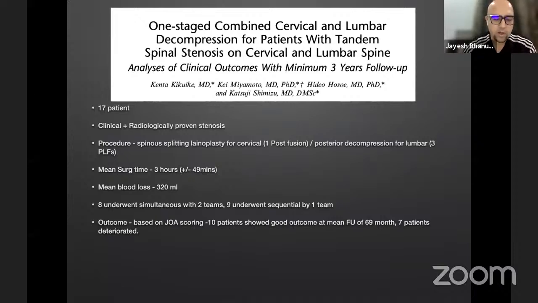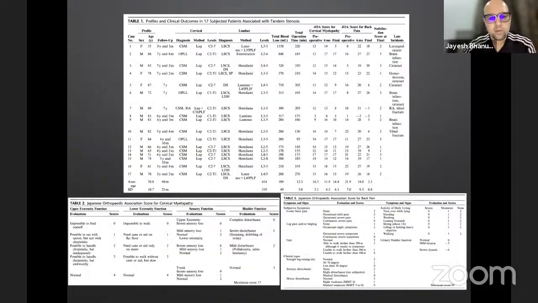The mean surgical time and blood loss were compared. They argued for lesser surgical time and lesser blood loss. Of these 17 patients, 8 underwent simultaneous surgery with 2 teams running along, and 9 underwent sequential surgery, one after the other by one team in a single sitting. Outcome-wise, based on JOA scoring, 10 patients showed a good outcome. However, 7 out of 17 did not show any favorable outcome. These were the demographics.